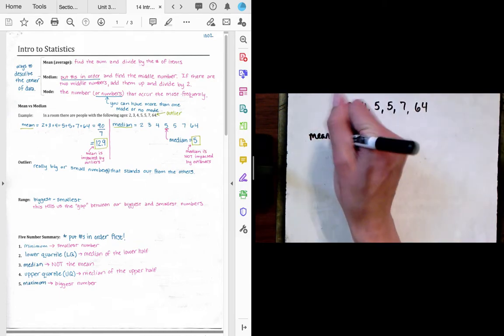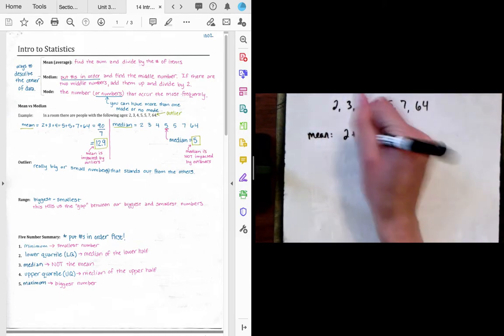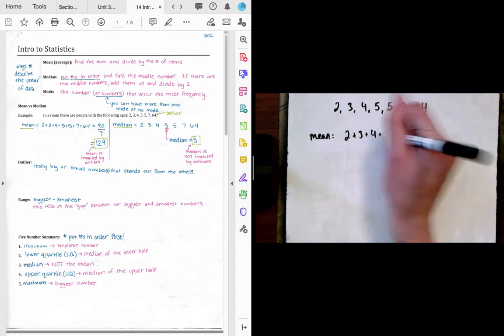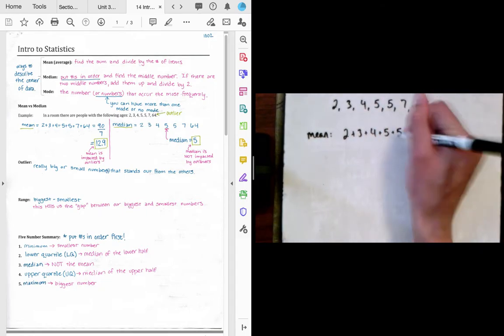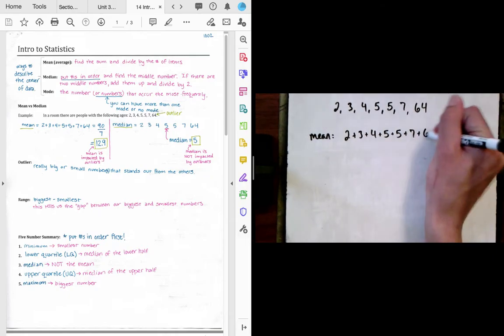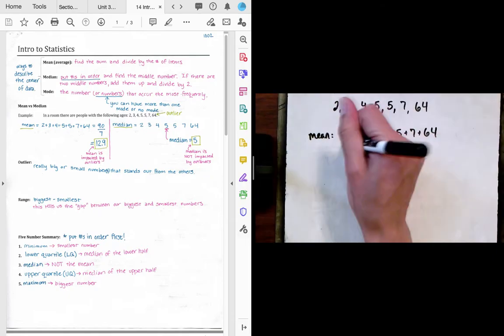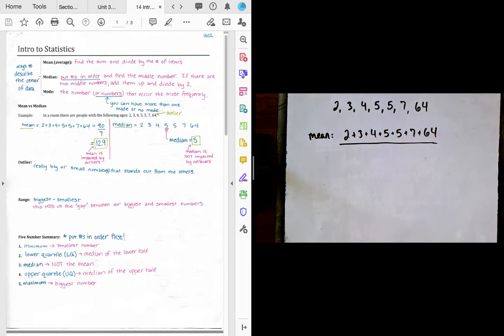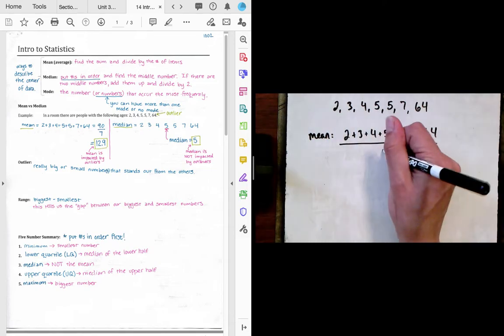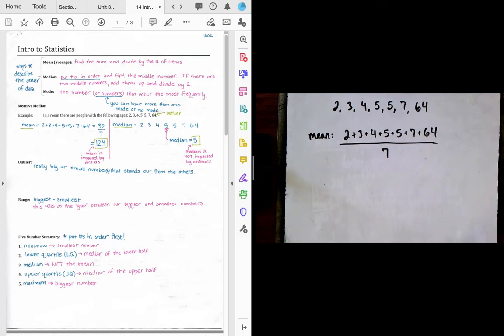Let's calculate the mean. The mean is 2 plus 3 plus 4 plus 5 plus 5 plus 7 plus 64. So we add all the observations in the numerator. The denominator is the number of observations. So how many people are in this room? 1, 2, 3, 4, 5, 6, 7 people total in this room. Adding this up, we get 90 divided by 7, which doesn't go out very nicely, but we'll round to one decimal place. And we'll say it's about 12.9.